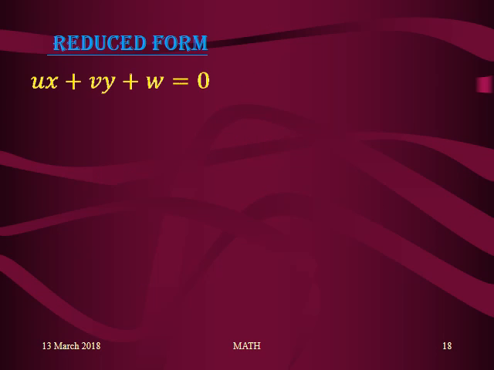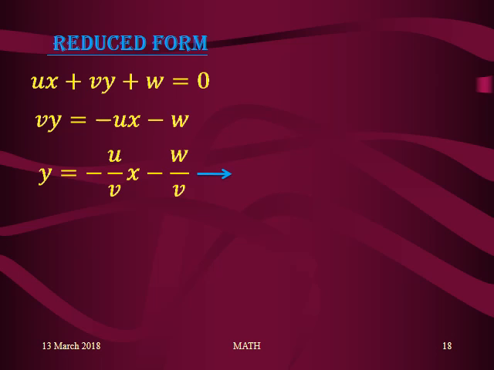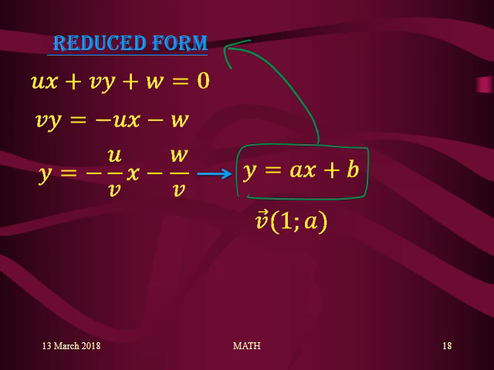Reduced form. As we know, ux plus vy plus w equals 0. Then vy equals minus ux minus w. Then y equals minus u over v times x minus w over v. It is in the form y equals ax plus b, which is the reduced form. The directing vector is (1, a).